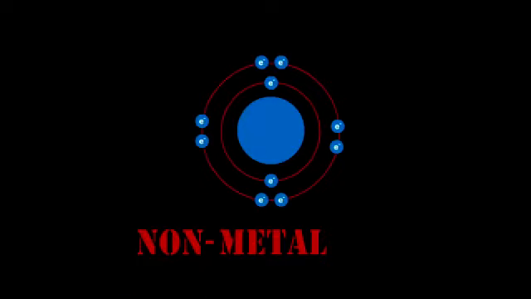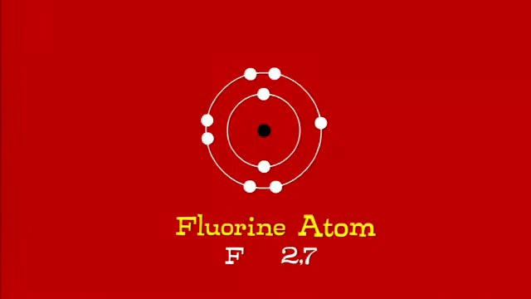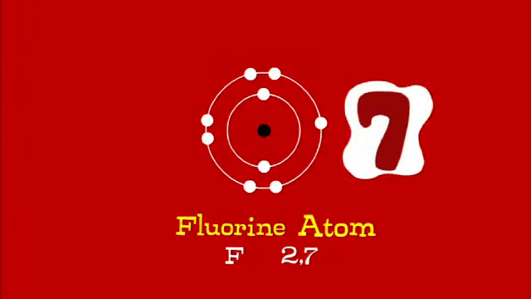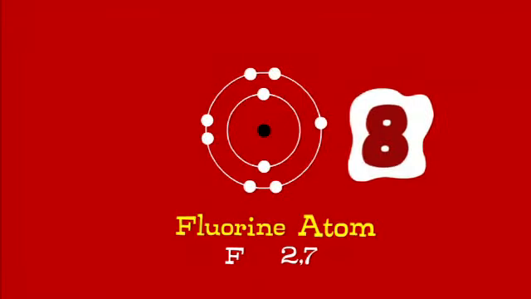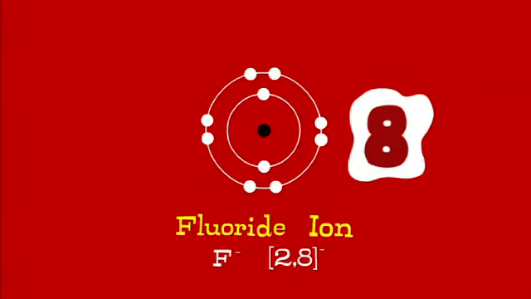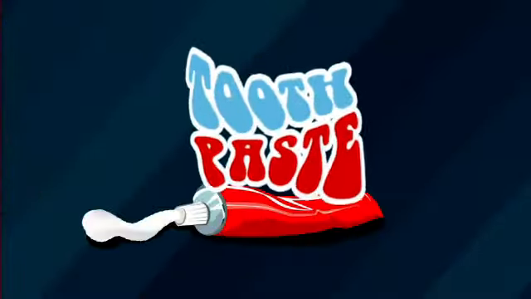Non-metal ions gain electrons. Take fluorine, for example, in group 7. It has 7 electrons in its highest energy level. It takes 8 electrons to fill that energy level, so it needs to gain 1 more to become a fluoride ion. Well, if that's what it takes to get toothpaste.